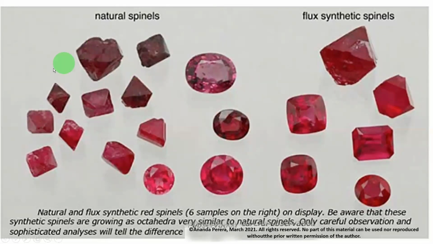Now look at this difference. On the left side, these stones are all natural spinels. Here, 6 stones are separated. It is synthetic, flux synthetic. Be careful when you are buying rough or cut and polished spinels. There are a lot of flux synthetic spinels in the market.